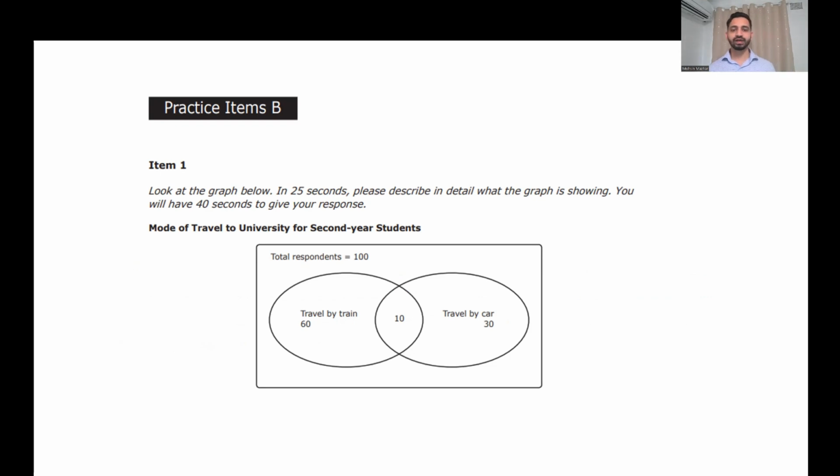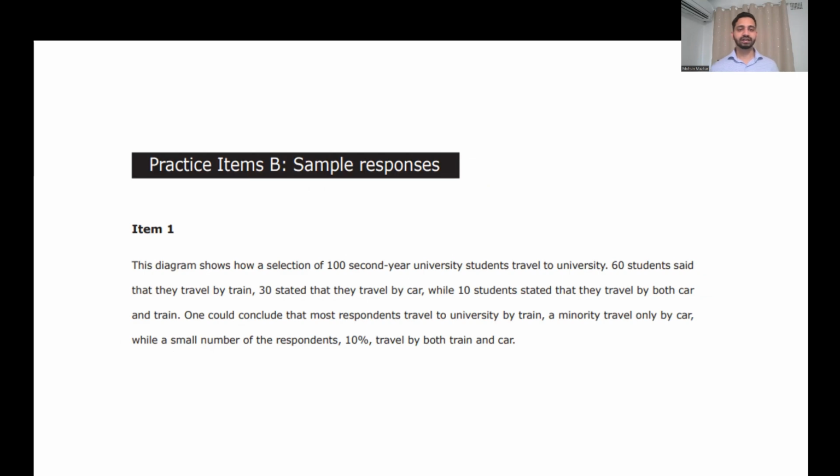All right, I hope you had a chance to look at it for 25 seconds and record your response for 40 seconds. Let me show you the sample response here. Again, this is a diagram that shows how a selection of 100 second-year students travel to university. That's 100 students. 60 students said they travel by train, and 30 stated that they travel by car, while 10 students stated that they travel by both car and train.